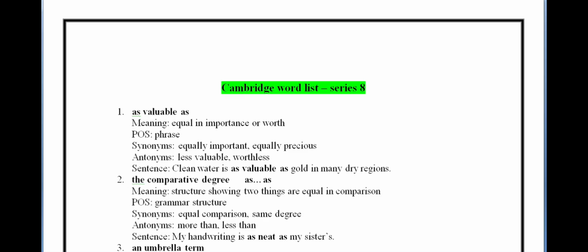Slowly and clearly, we have come to the series of 8, learning almost 15 to 20 words in every series. So, the Cambridge word list again.